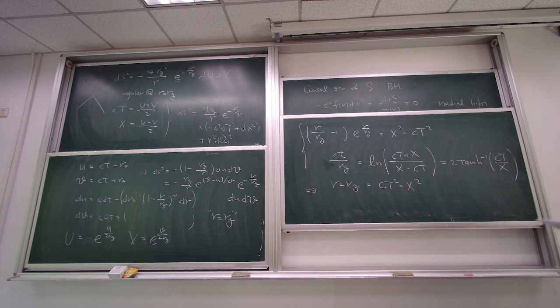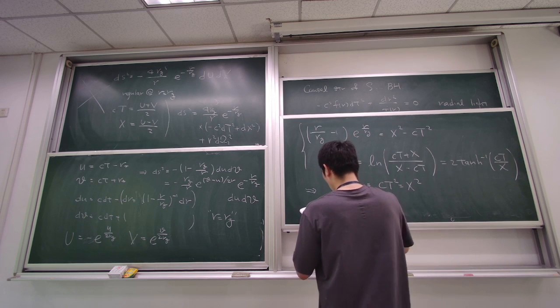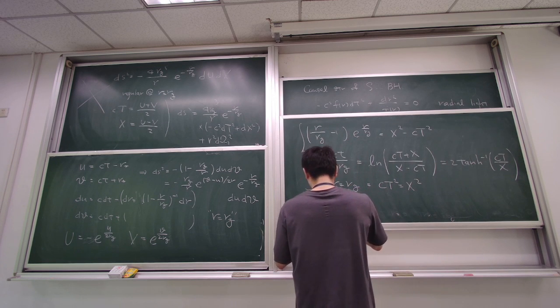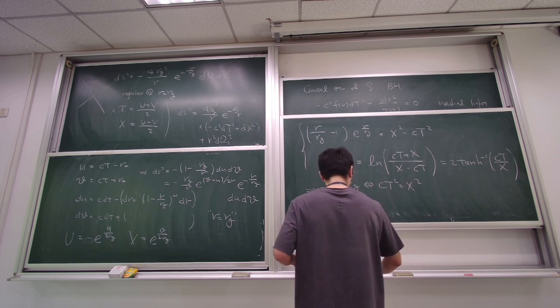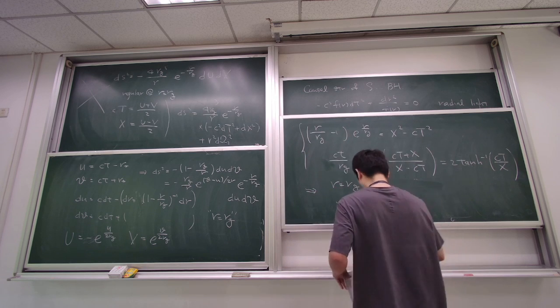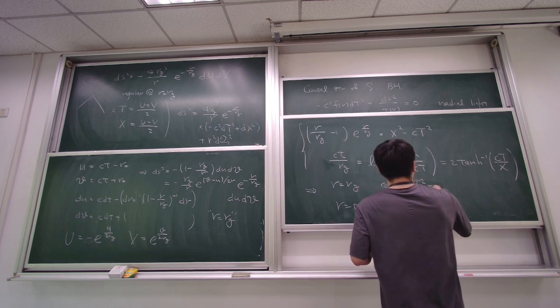Okay, so somehow my, okay, I need to change the graph. Okay, and then r equal to 0 is given by, so given by c squared t squared equal to x squared.